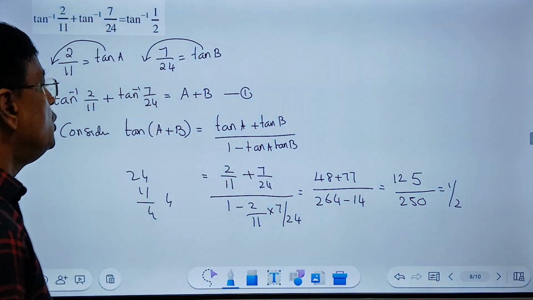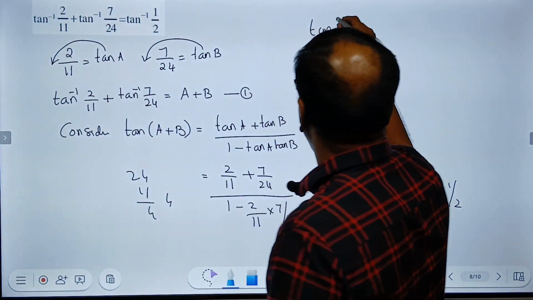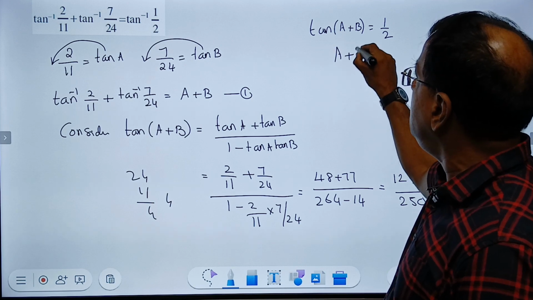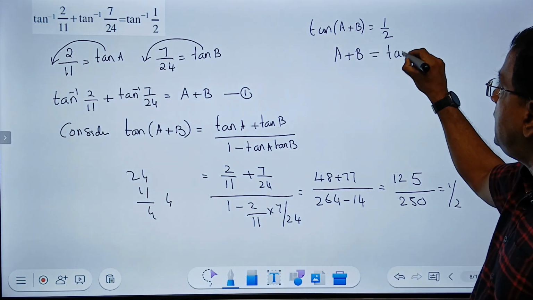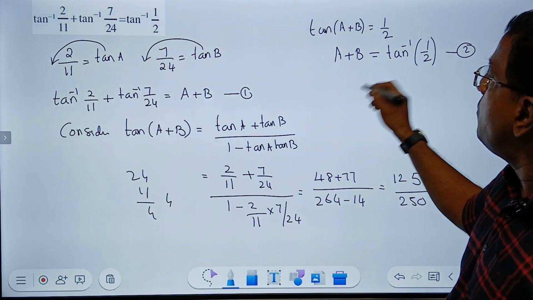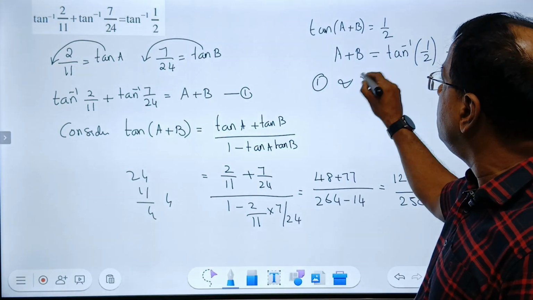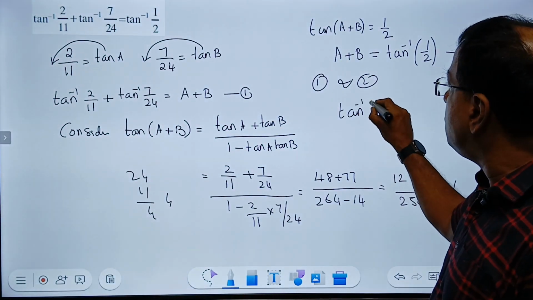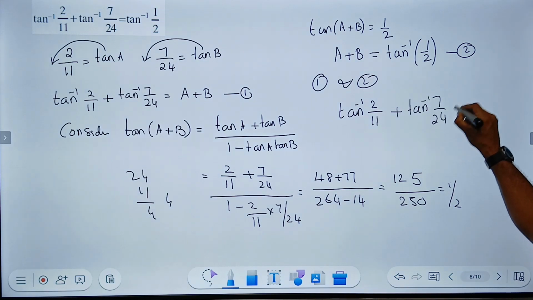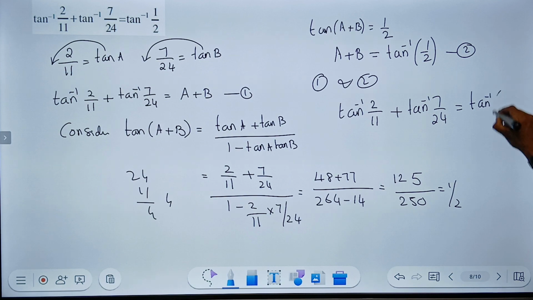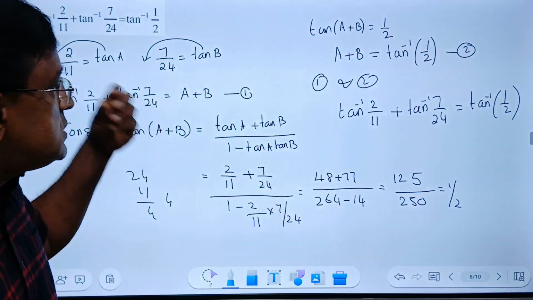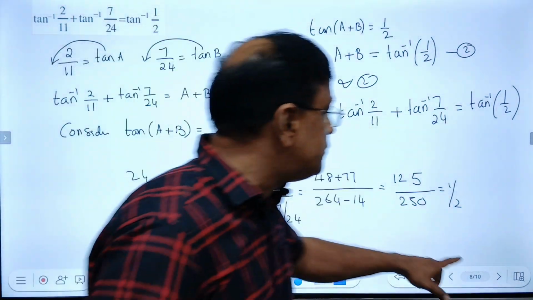So what have we proved? You have proved that tan of A plus B equal to 1 by 2. So what is A plus B? A plus B will be tan inverse of 1 by 2. Call this as 2. What is the observation from 1 and 2? So from 1 and 2, clearly tan inverse of 2 by 11 plus tan inverse of 7 by 24 equal to tan inverse of 1 by 2. Isn't it great? Very, very simple, isn't it? Just keep following this procedure. You will get the answer for all problems.